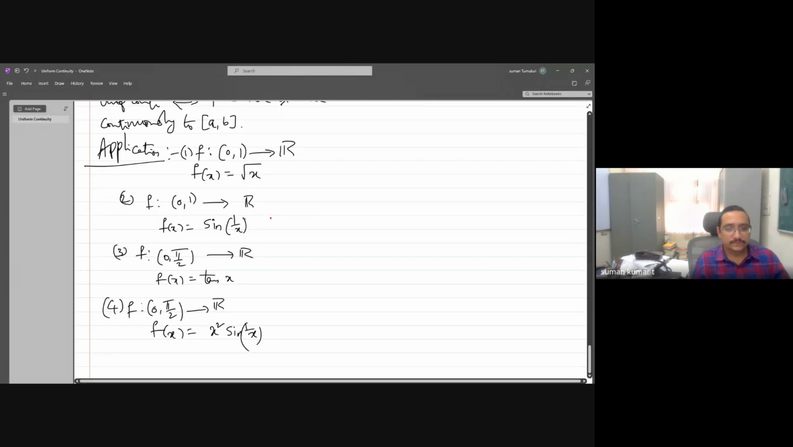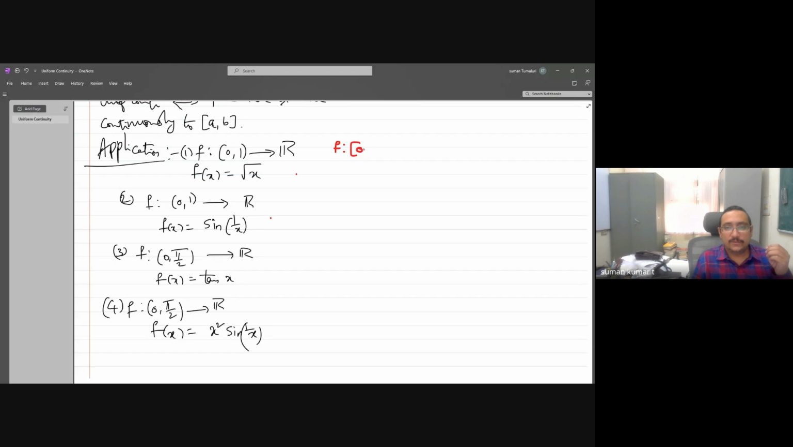So first one. Can you extend it to f from the closed interval 0, 1 to R, the same function? Open interval 0, 1, to closed interval 0, 1. If you extend it, what is f of 0? Since root x is continuous near 0, I can extend this by defining f of 0 equal to 0, f of 1 equal to root of 1. Maybe I call it f tilde of x equal to root x. So therefore, f is uniformly continuous. Okay, so this is done.